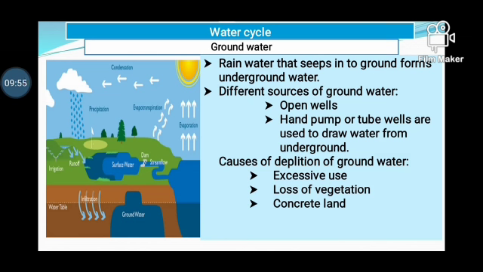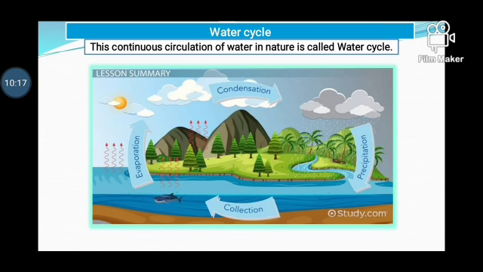Groundwater. Rainwater that seeps into the ground forms underground water. Different sources of groundwater, open wells, hand pumps, or tube wells, are used to draw water from underground. Causes of depletion of groundwater are excessive use, loss of vegetation, and concrete land.